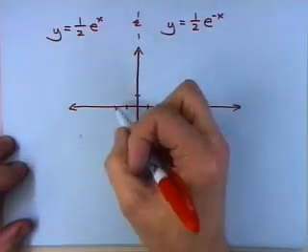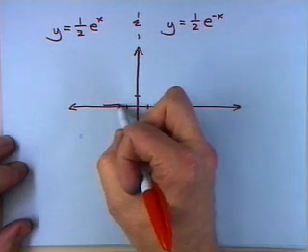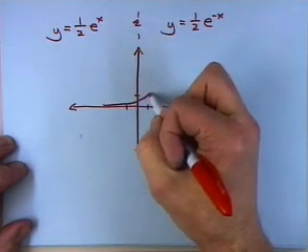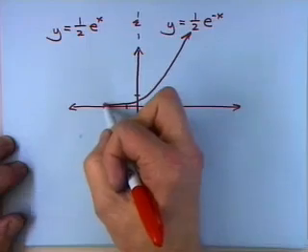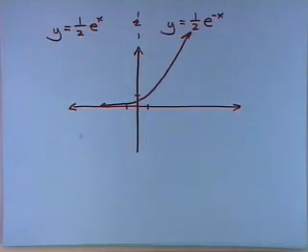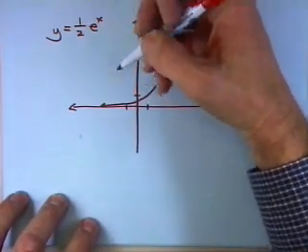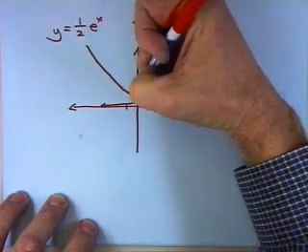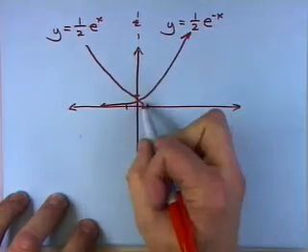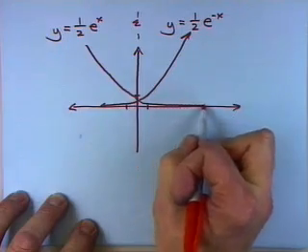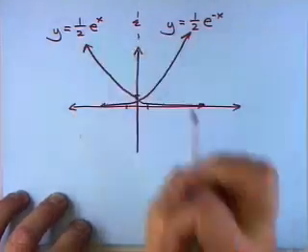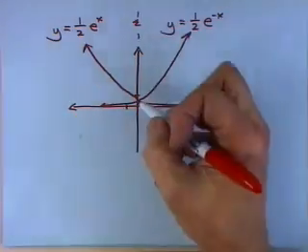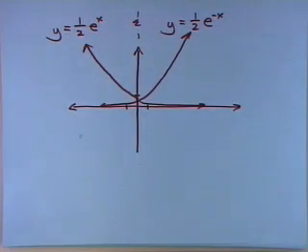So one of them looks something like that. That was 1/2 e to the x, right? And the other one looks something like that. This point right here is 1/2 for both of them.